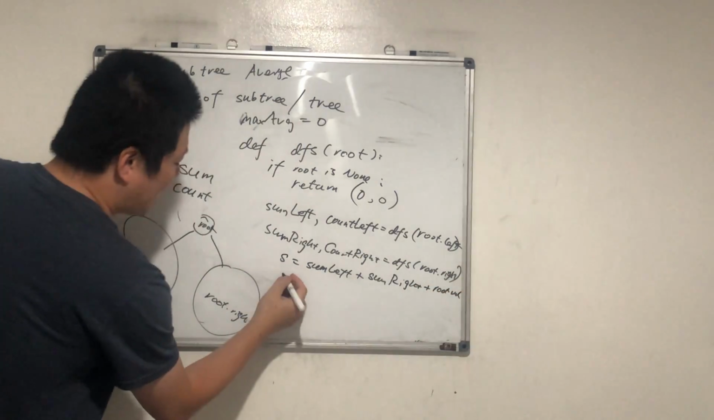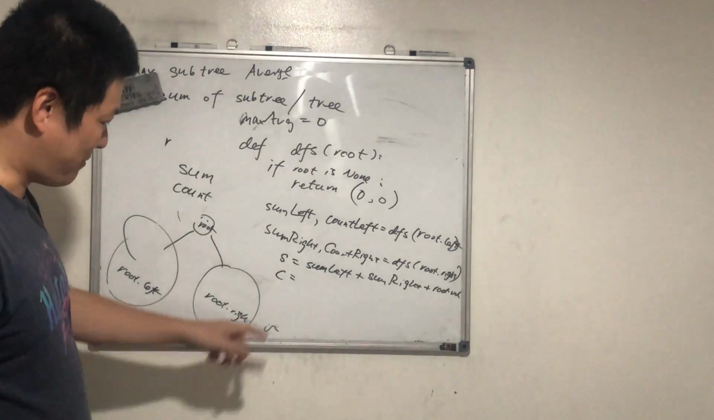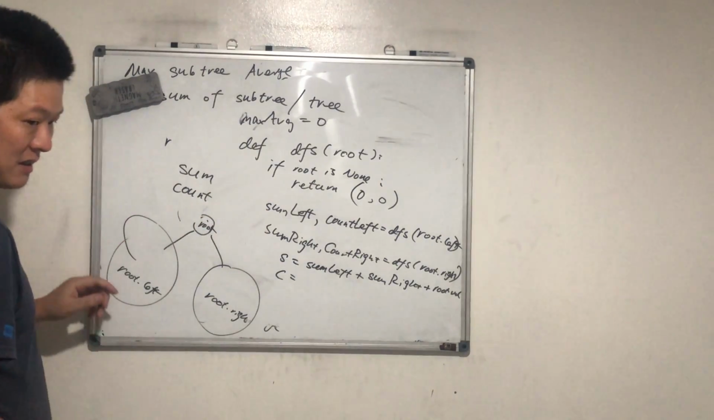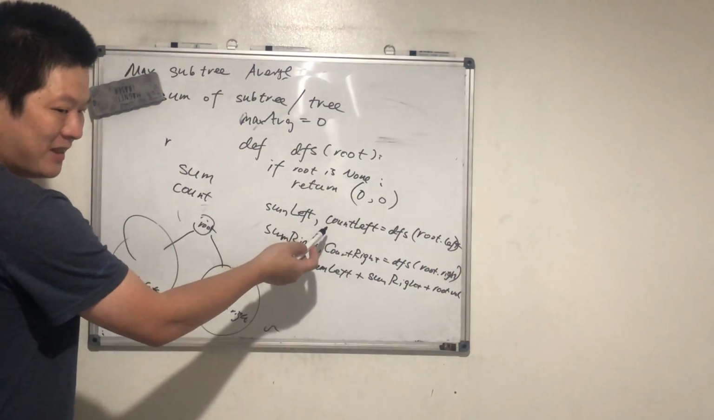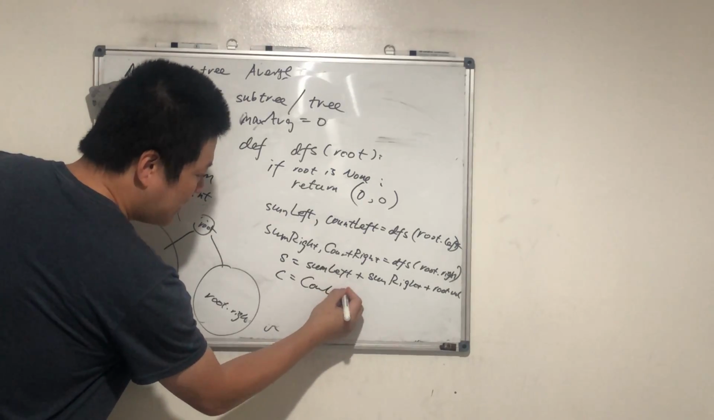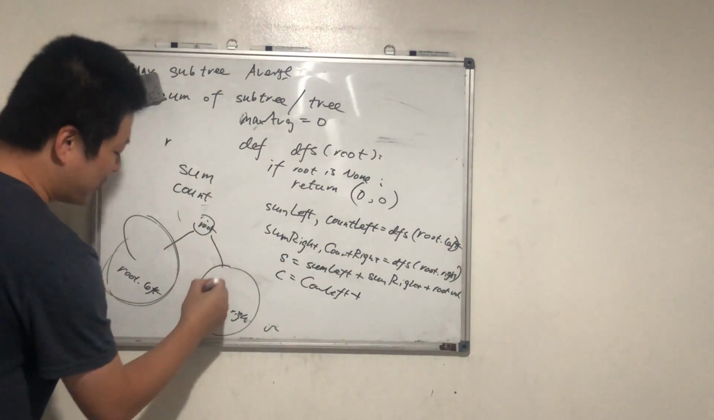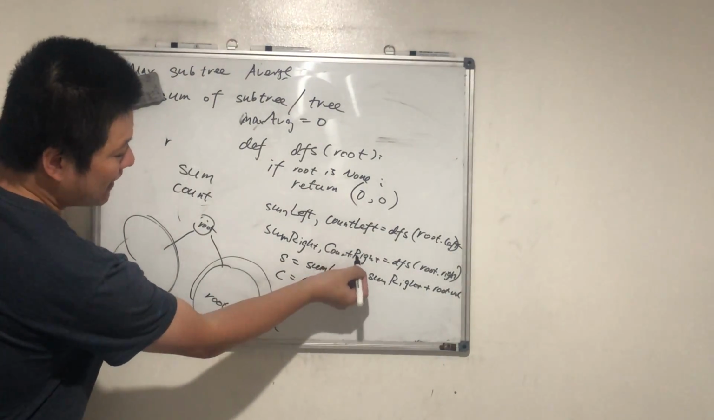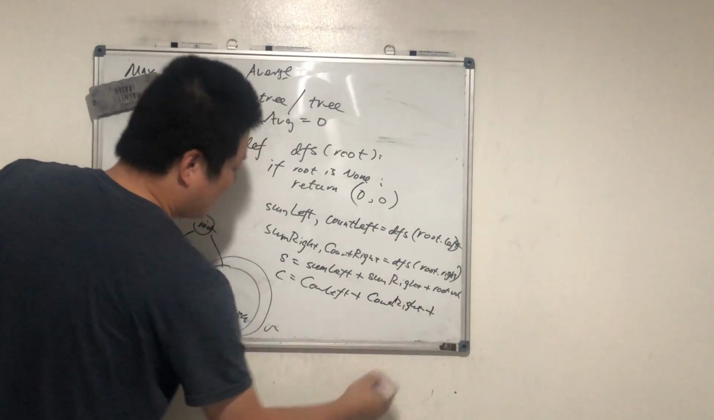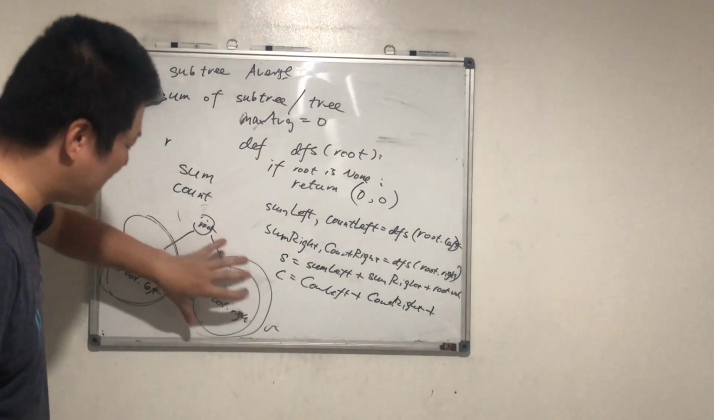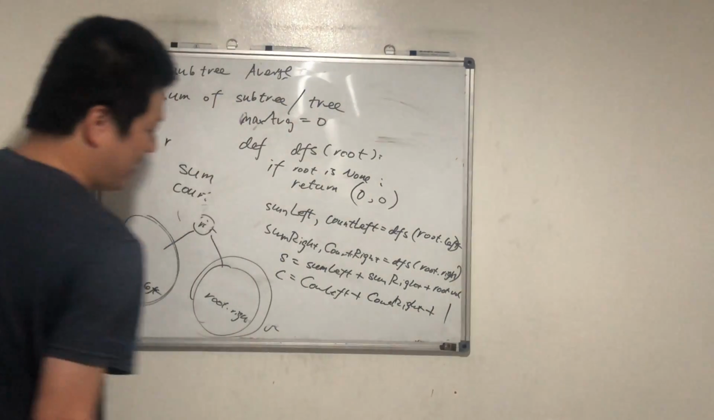And what's the count? Total count equals what? How many nodes are in this tree? You can get it. It's count left plus count right. This is the number of nodes in the left tree, this is the number of nodes in the right tree, and how many nodes are here? Plus 1. Okay, and now we have the sum.